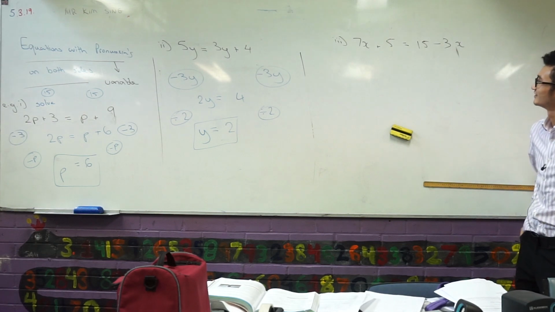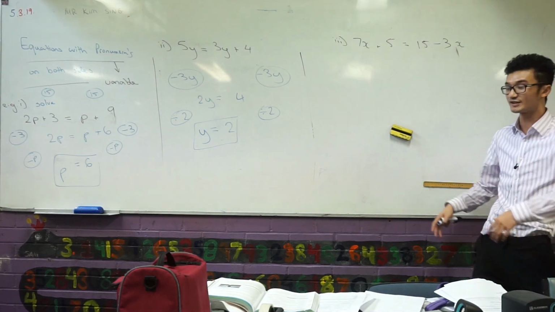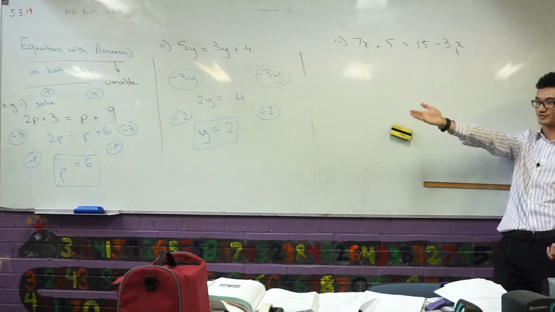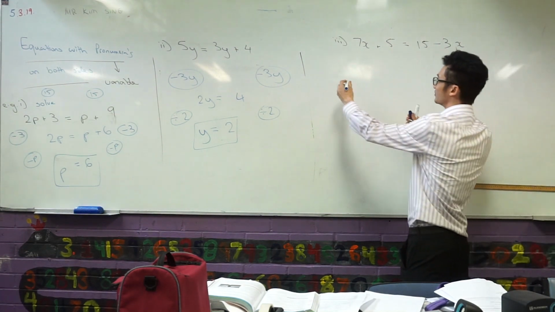Would you do plus 3x? Yeah, let's do that first. Let's get them all to the same side. Right now, this is a subtraction. I know the opposite of subtraction is addition. So I'm going to add 3x to both sides.